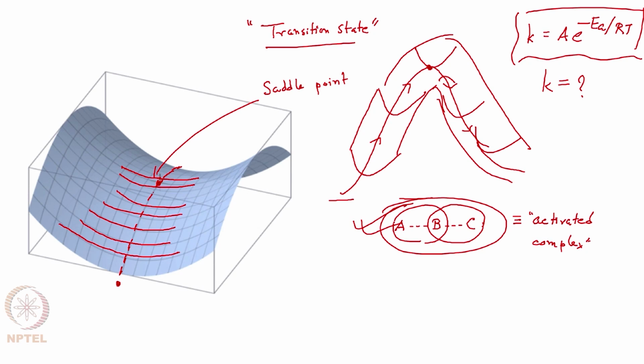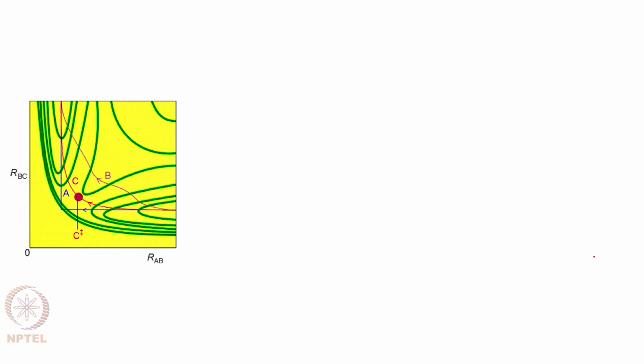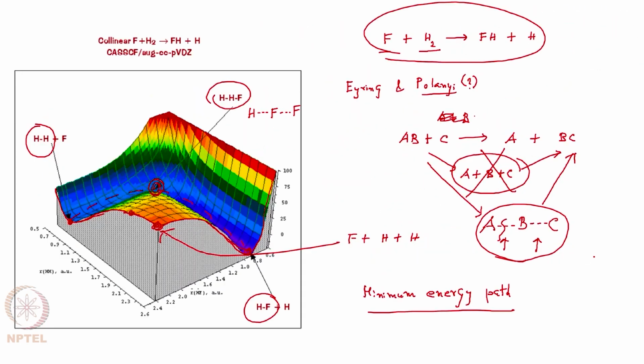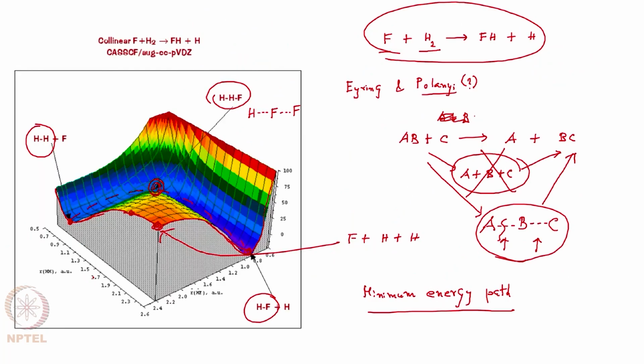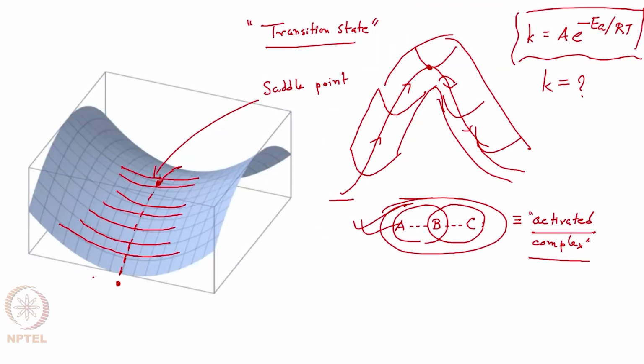So now we will see how one can get an expression for the rate constant using this concept of potential energy surface, which is also known as the transition state theory, or in Eyring and Polanyi's language, activated complex theory. But before that, what we have drawn so far, for example, we have drawn along AB and along BC, and it's a three-dimensional picture, but we could draw it in a different way.